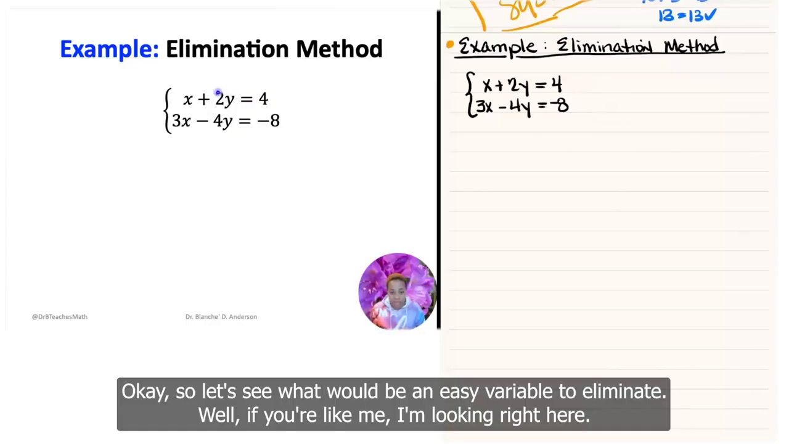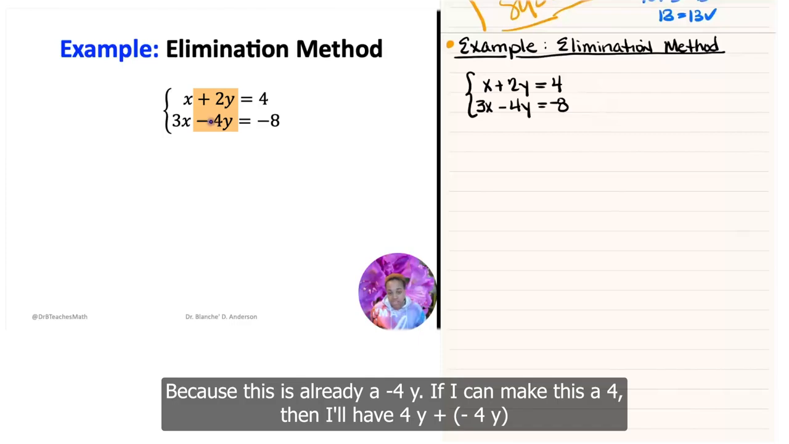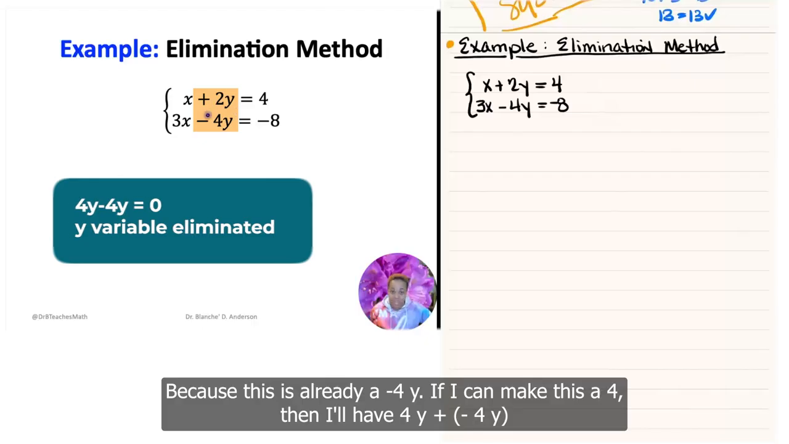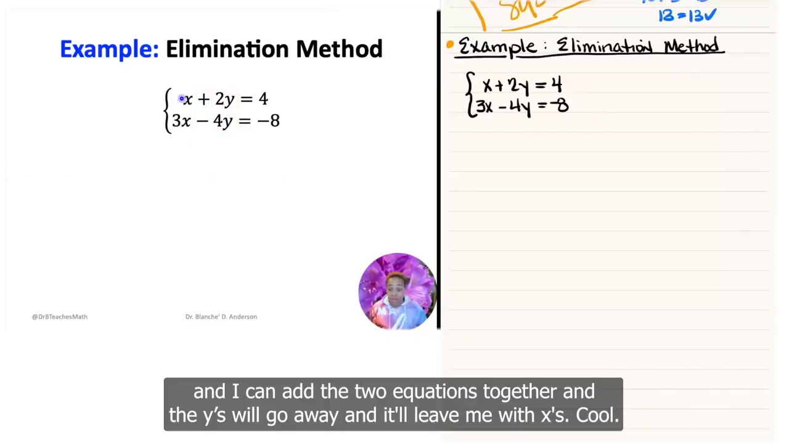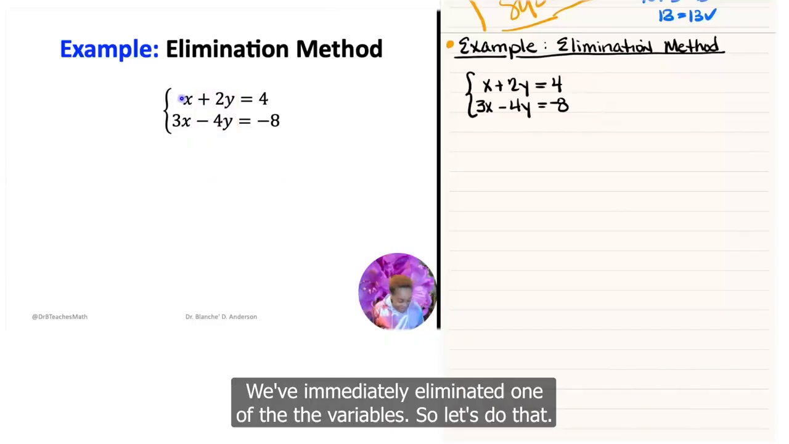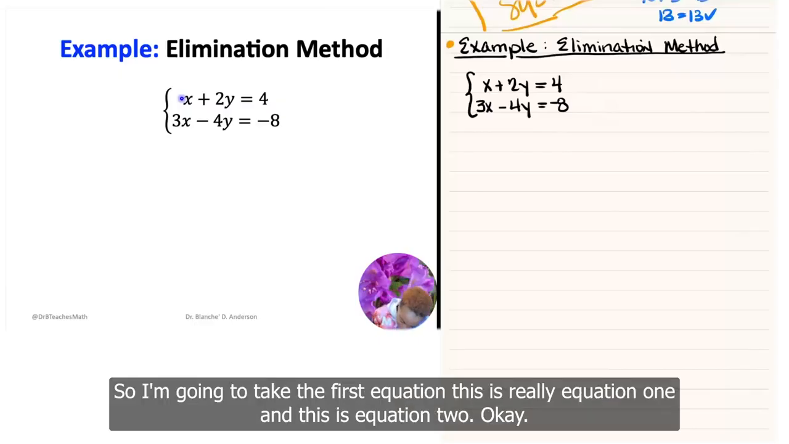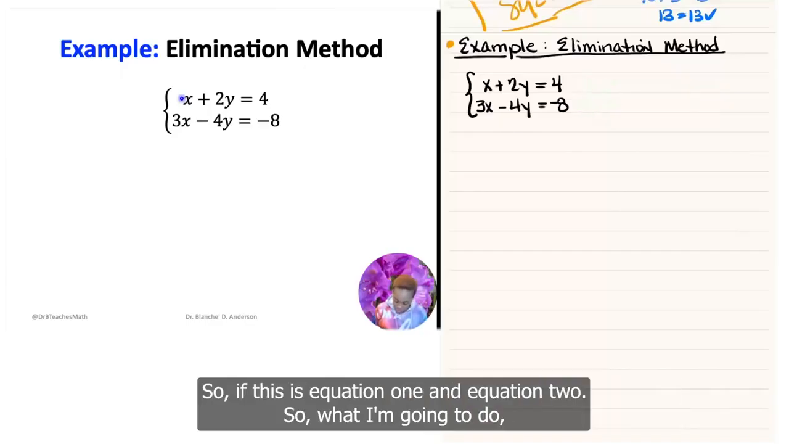So let's see, what would be an easy variable to eliminate? Well, if you're like me, I'm looking right here because this is already a minus 4y. If I can make this a 4, then I'll have 4y plus minus 4y, and I can add the two equations together and the y's will go away and it'll leave me with x's. Cool, we've immediately eliminated one of the variables. So let's do that. So I'm going to take the first equation. This is really equation 1, and this is equation 2.